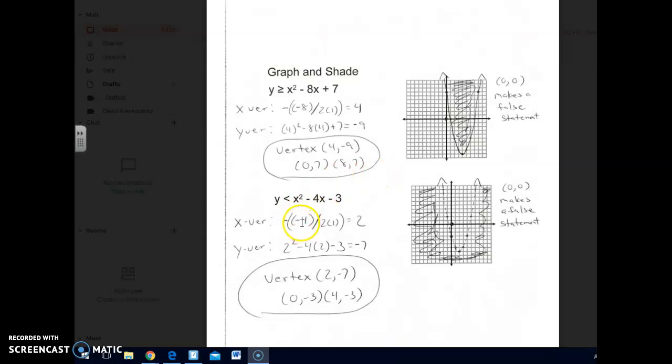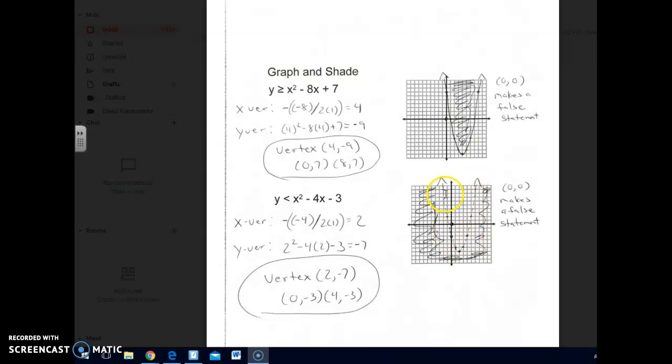Final one, negative 4 over 2 times 1 is 2. 2 squared minus 4 times 2 minus 3 is negative 7. 0, negative 3 is my y-intercept. I'm going over 2, so I need to go right 2 here, and I get 4, negative 3. So that's how I draw my parabola.